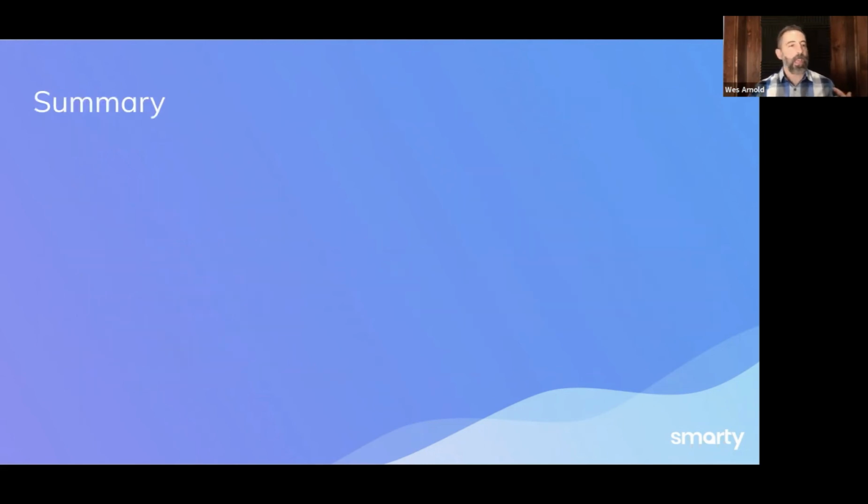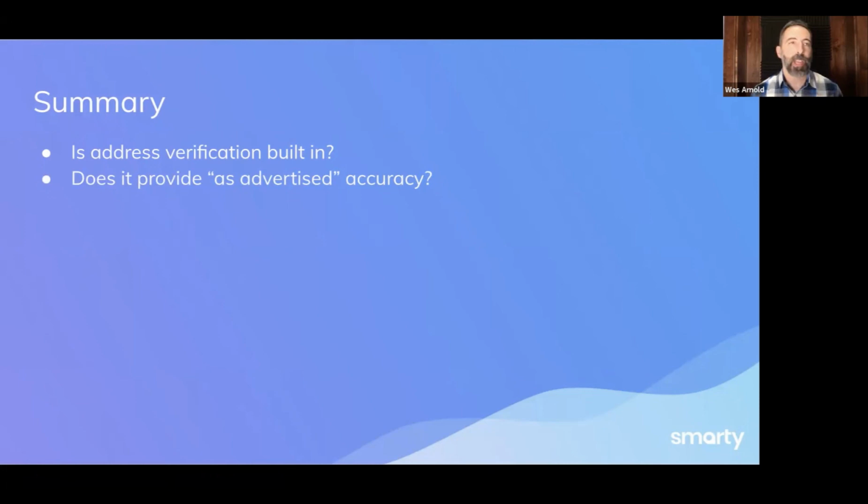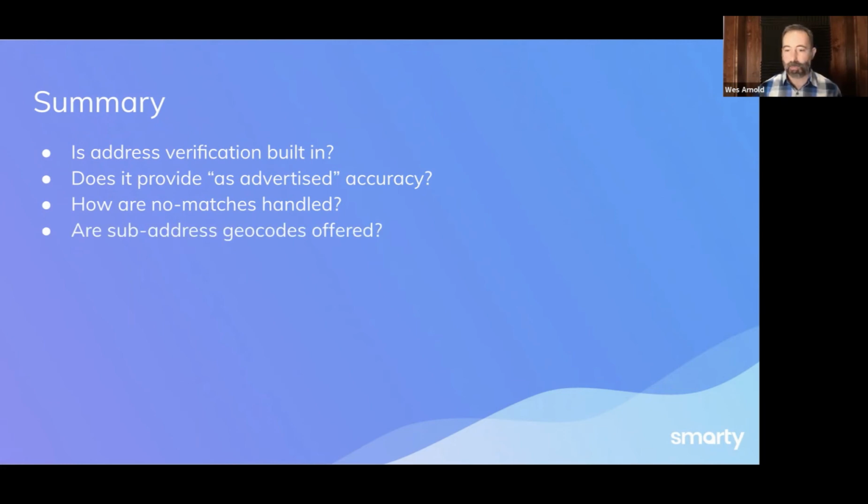Now, in summary, we talked about, is address verification built in? That just makes it way easier. Running less processes, it's combined, it runs at the same time. Does it provide as-advertised accuracy? Are you really getting Rooftop geocodes or are you getting Parcel Centroid? How are no matches handled? Are they upfront with telling you that an address wasn't found? Are subaddress geocodes offered? So business suites, maybe mobile home parks, things like that. Are those offered with your geocoding?